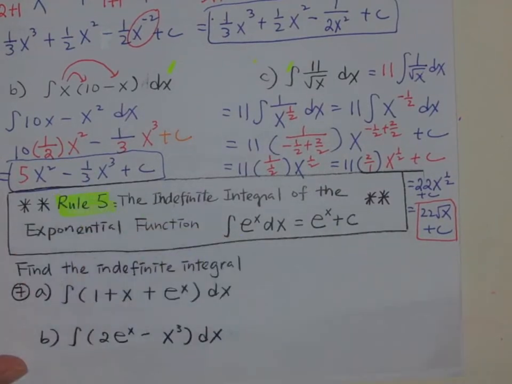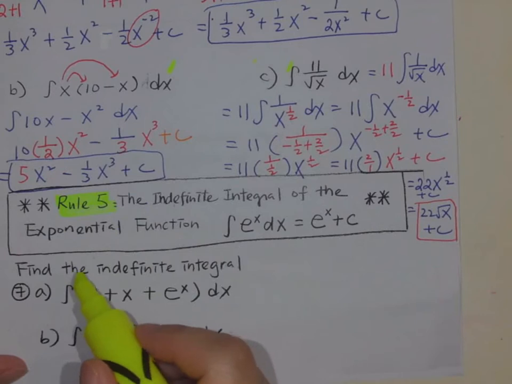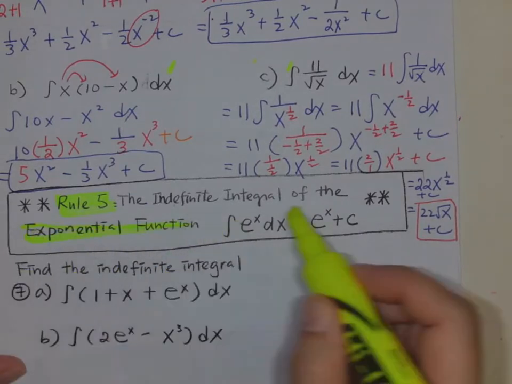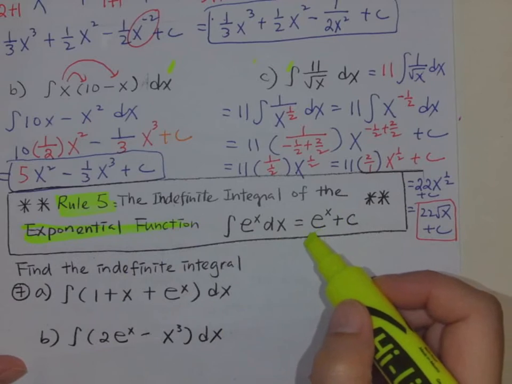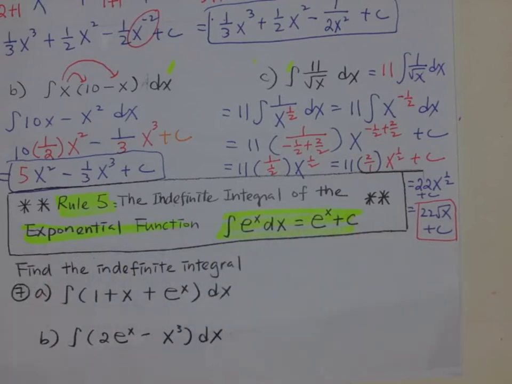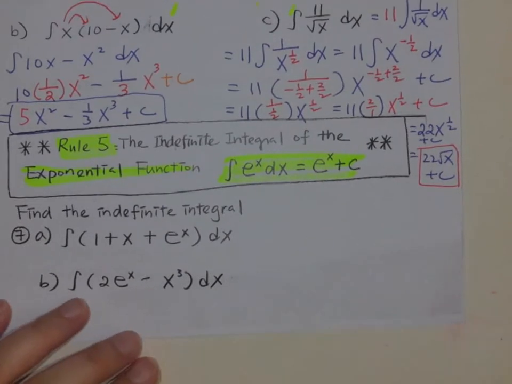Rule number 5, exponential function. That one is actually not too bad, because remember, when we take the derivative of e to the x, it's just e to the x, so we just need to add a constant back, so that wouldn't be too bad.